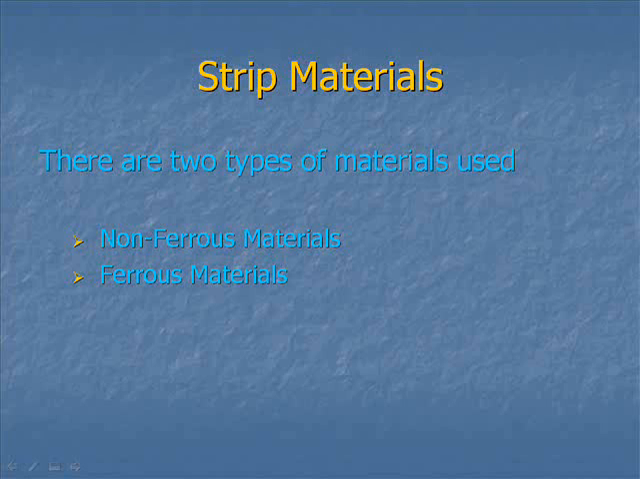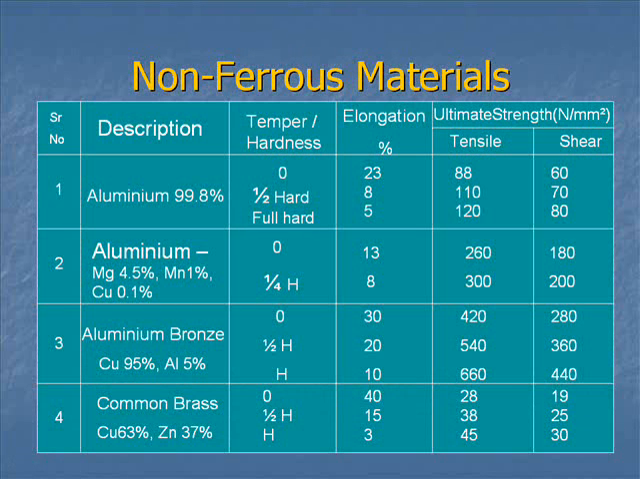Strip materials. There are two types of materials used: non-ferrous materials and ferrous materials. Non-ferrous materials. First, aluminium 99.8%. Second, aluminium, magnesium 4.5%, manganese 1%, copper 0.1%.